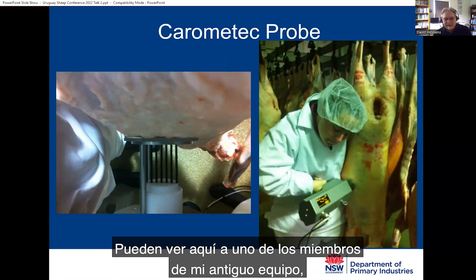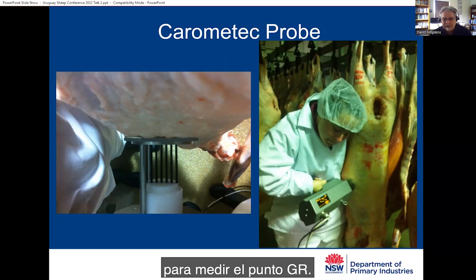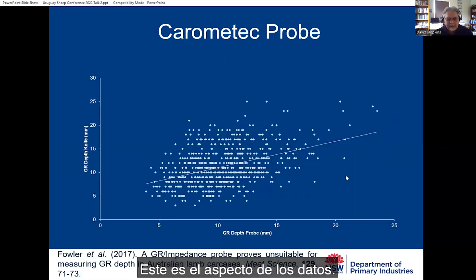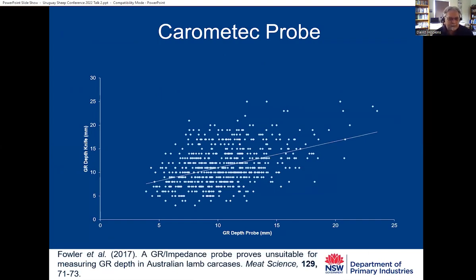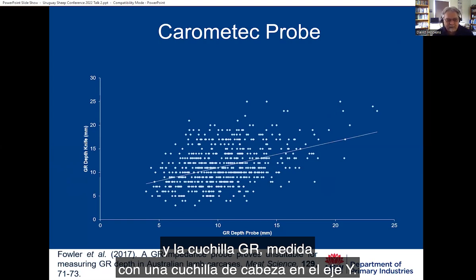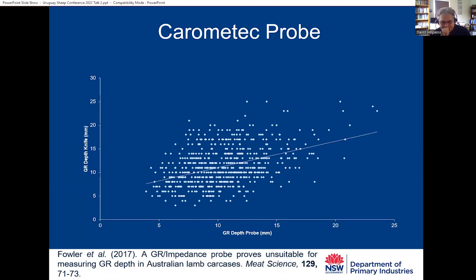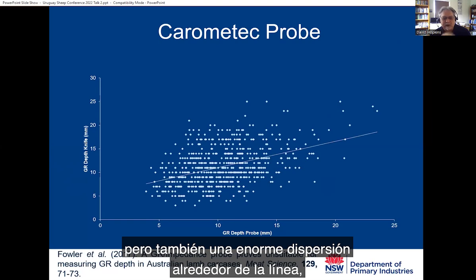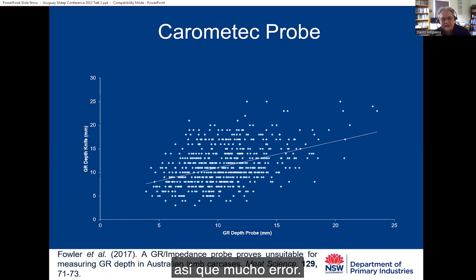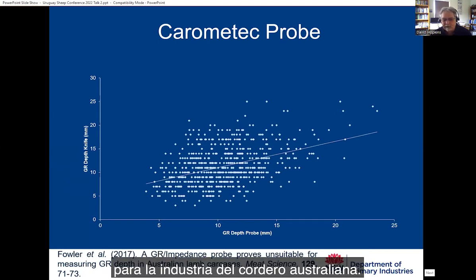And you can see one of my former team members here, Dr. Stephanie Fowler, using that Karamatech probe to measure GR. And again, this is what the data looks like. So we've got the probe GR depth along the x-axis, and the knife GR measured with the knife, hand knife, on the y-axis. And you can see two things: that A, there is an underestimation again with the probe, but also a huge spread around the line. So lots of error. And again, we deemed that that probe just wasn't going to be suitable for use in the Australian lamb industry.